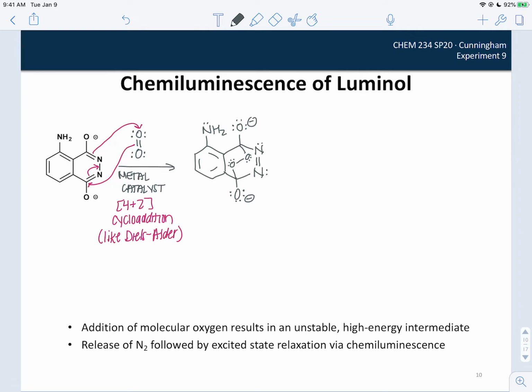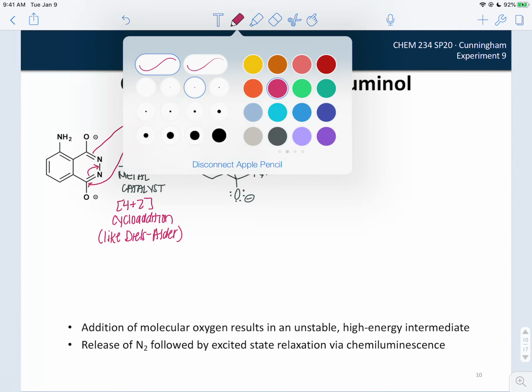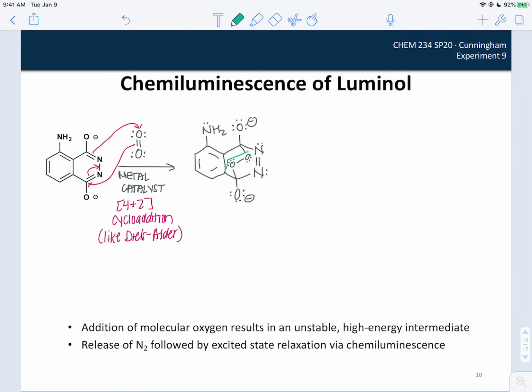And so we've got this really interesting intermediate. It kind of looks a little bit odd. But we know that carbonyls, so carbon-oxygen double bonds, are very thermodynamically stable. And so having these oxygen atoms bonded to each other, we'll highlight that, having two oxygen atoms bonded to each other is quite unstable. So an oxygen-oxygen bond is not really a very stable bond to have.